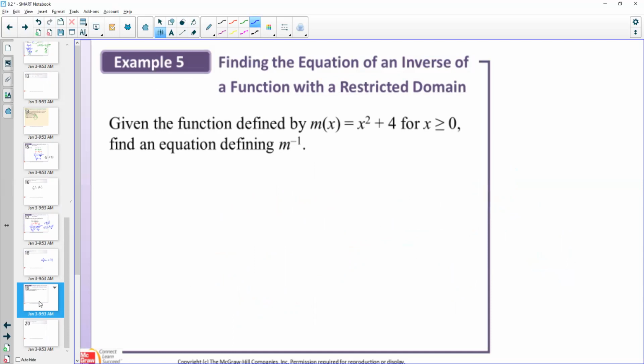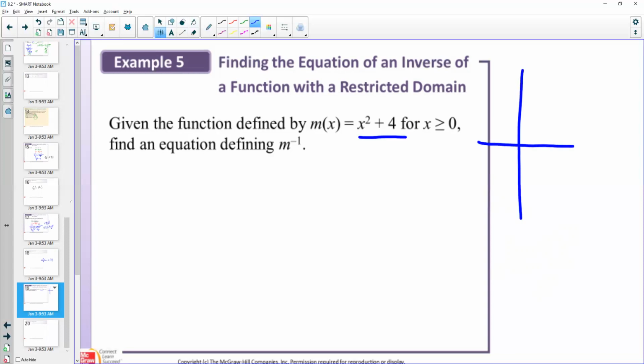All right. So the last step in here is, I lost my page. I'm out of order. Whew. Okay. This says give the function defined by m of x equals x squared plus 4 when x is greater than 0 to find an equation defining the inverse of m. So essentially what this is if I graph x squared plus 4, right?